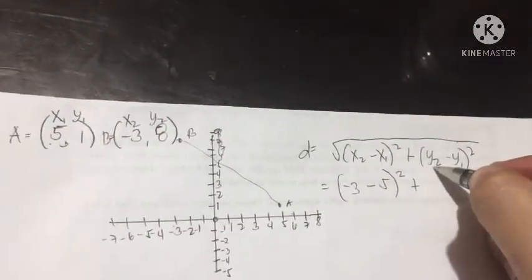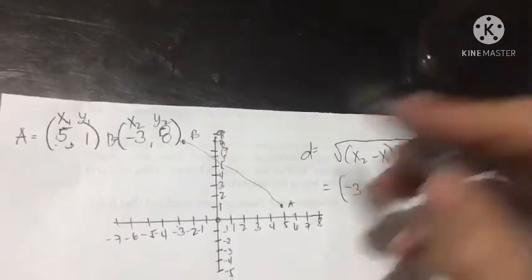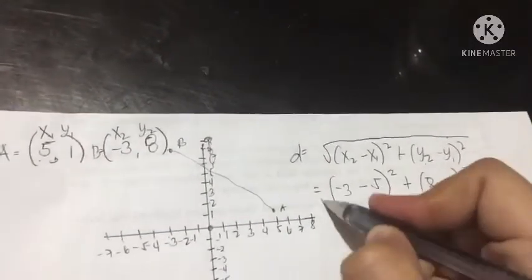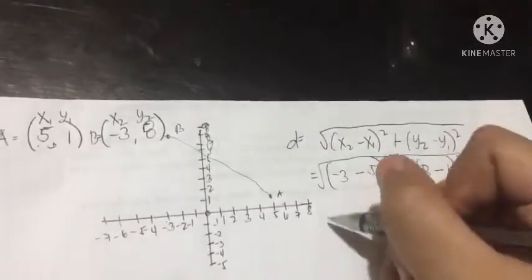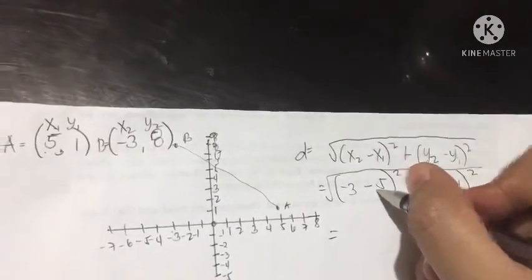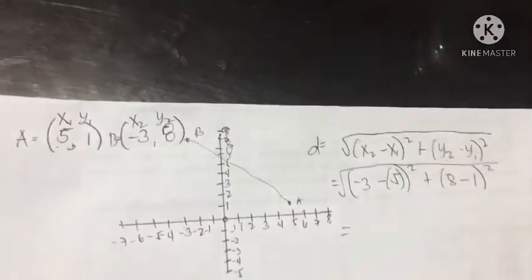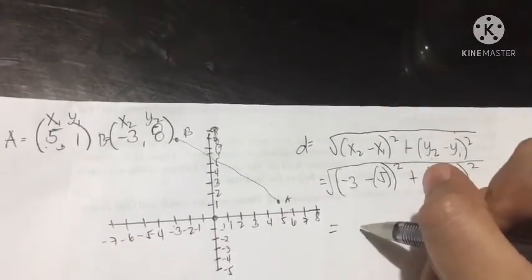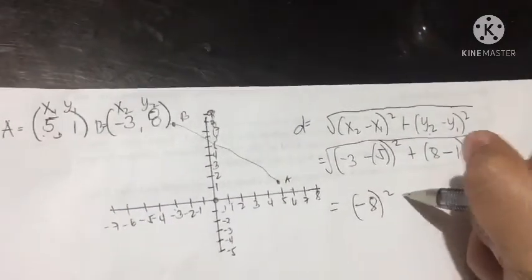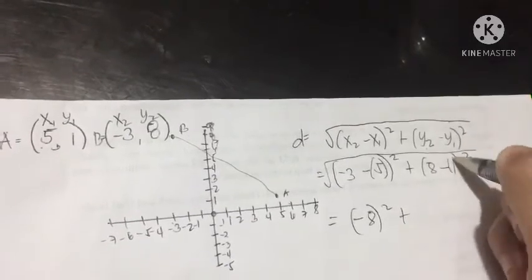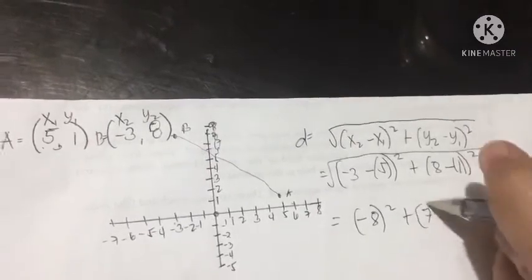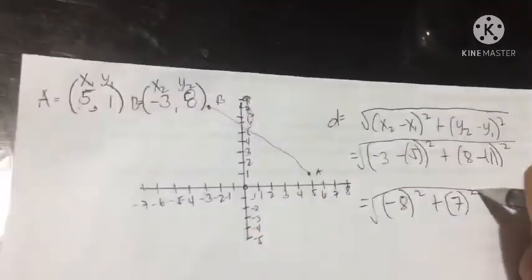Plus, what is y sub 2? 8. Ano yung ating y sub 1? That is 1 minus 1 squared. So, tapos, lagyan natin ng square root. Then, solve natin muna ito. So, negative 3 minus positive 5. Diba? Positive 5 yan. The answer is what? Negative 8. Squared. Plus 8 minus positive 1. Ang sagot natin is what? Positive 7 squared.